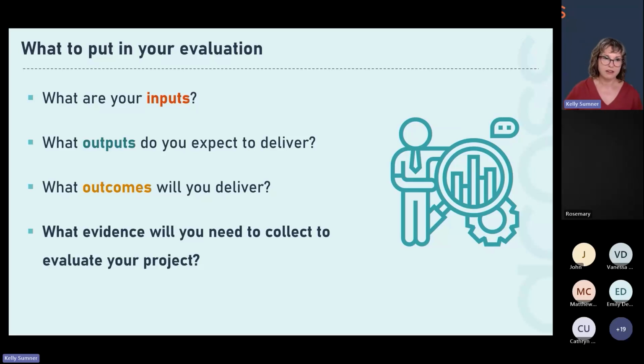Then we look at the outcomes you expect to deliver, and then the evidence that you'll need to collect to support that you achieve those outcomes. So in the CIF example, you would be using the UCLA loneliness scale before your participants start in your program, and then at the end of the program as an example.